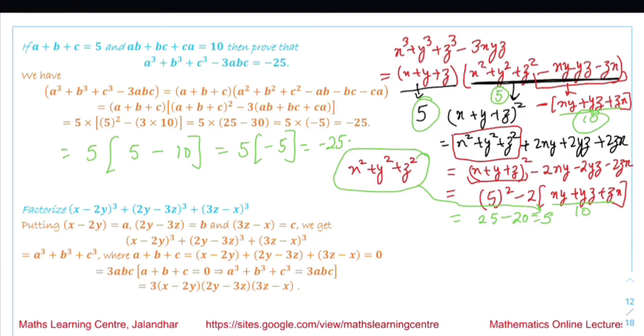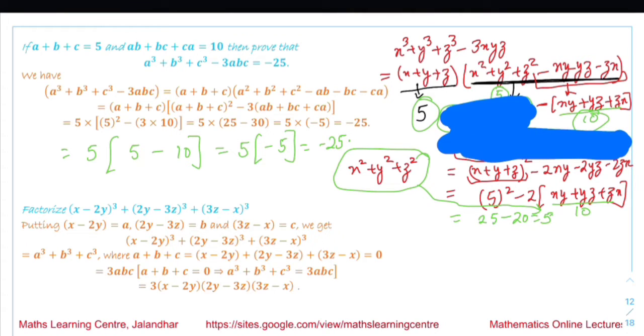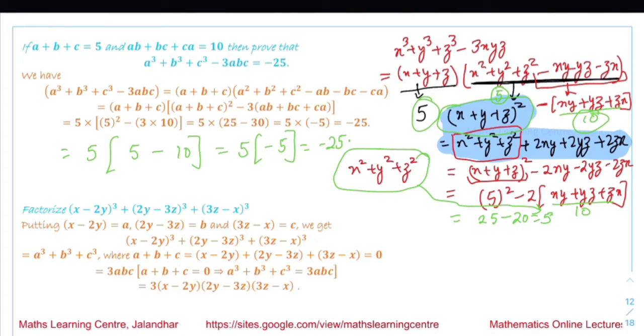So how have we calculated the value of this term? It is by using the formula for (x plus y plus z) whole square. We have used this formula to find the value of x square plus y square plus z square.